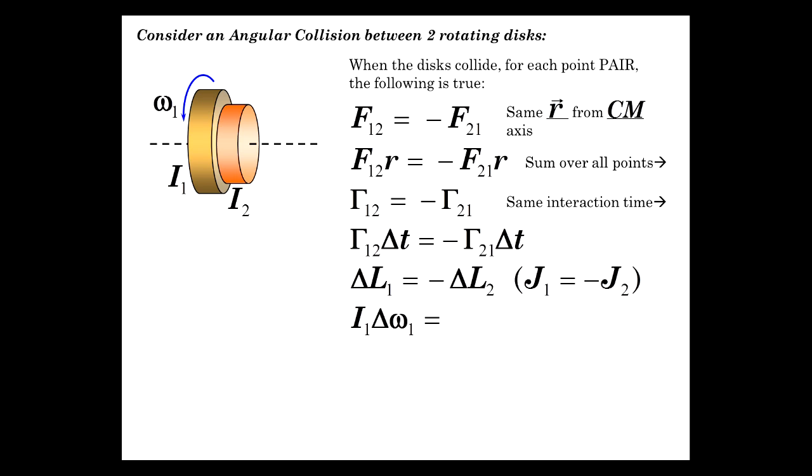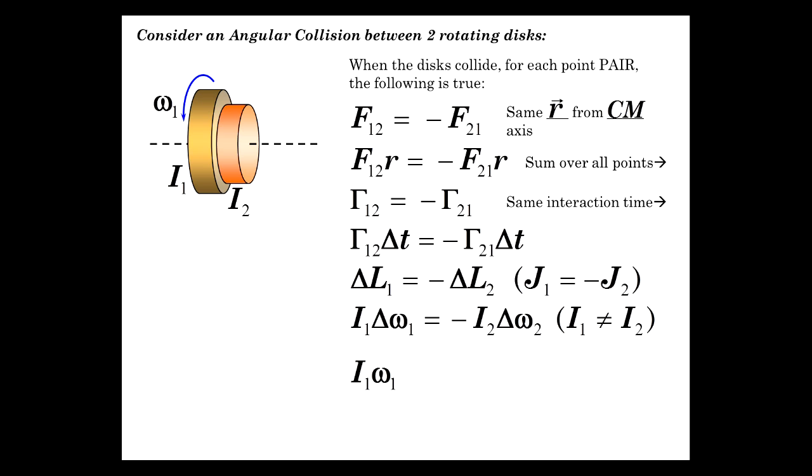An angular impulse is related to the change in angular momentum. I1 delta omega 1 is minus I2 delta omega 2. Now the moments of inertia are not the same, but these are kind of like two masses. Unequal masses, but they come together.